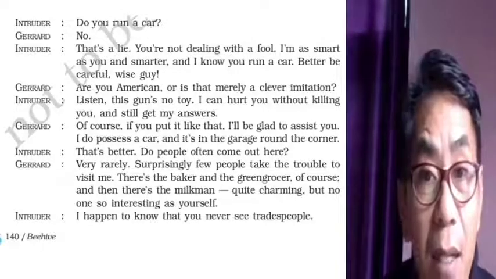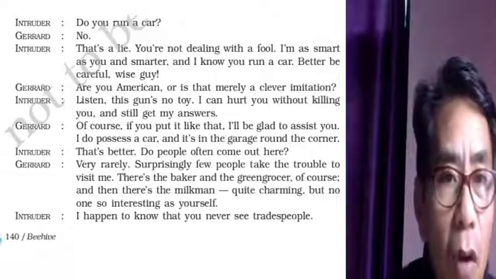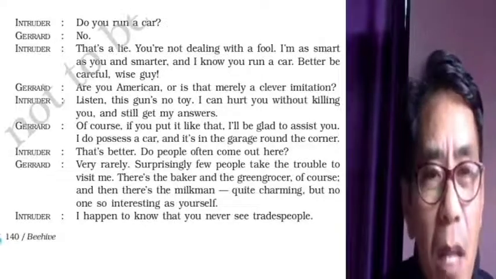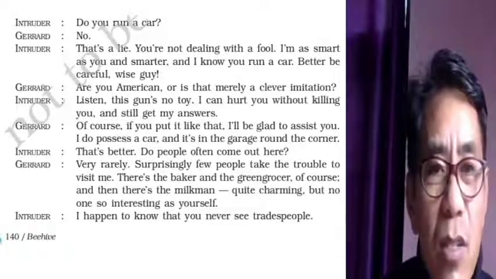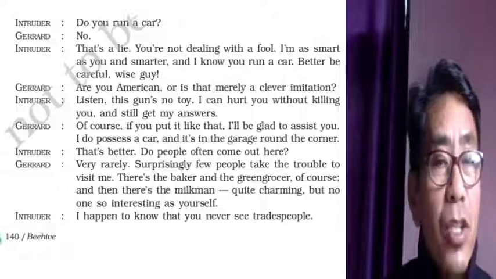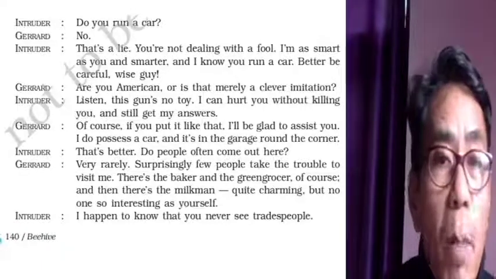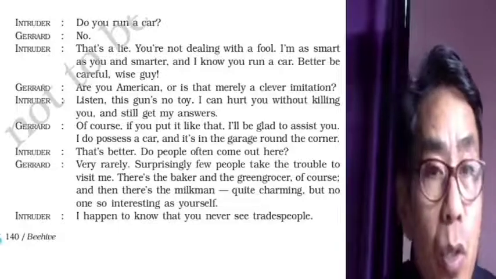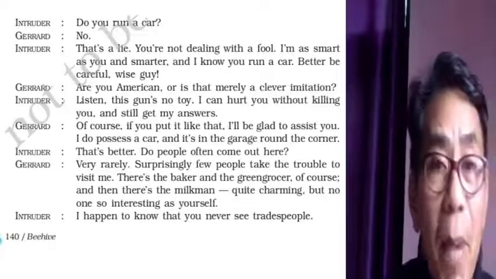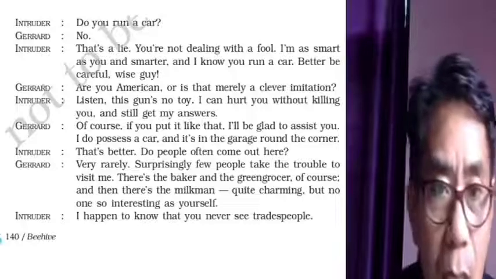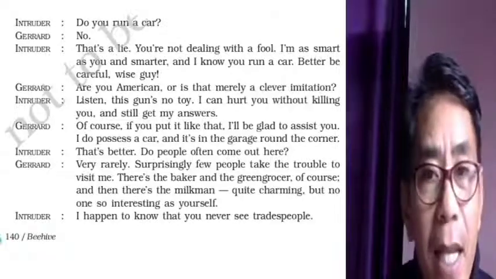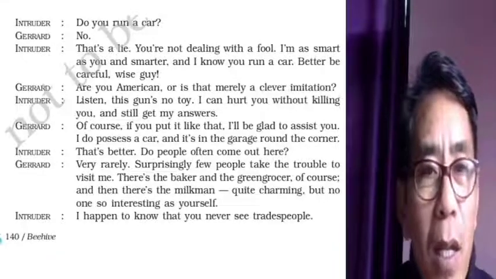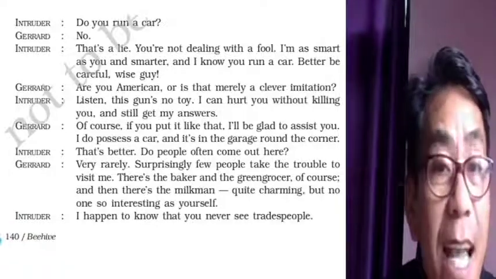There is the baker, the greengrocer, of course, then there is the milkman, quite charming, but no one so interesting as yourself. And Gerard said that not many people come to visit him, and the only people who used to come to his place were the baker, the greengrocer, and the milkman. And he also said that all these people are not as interesting as yourself.